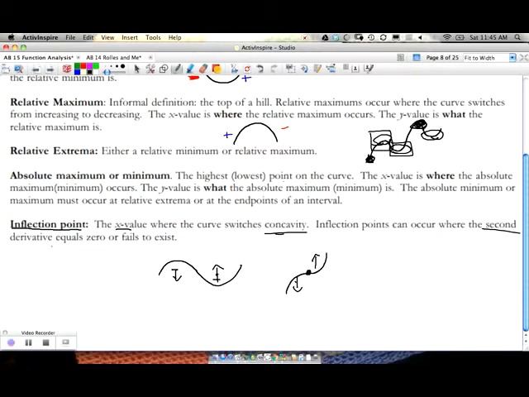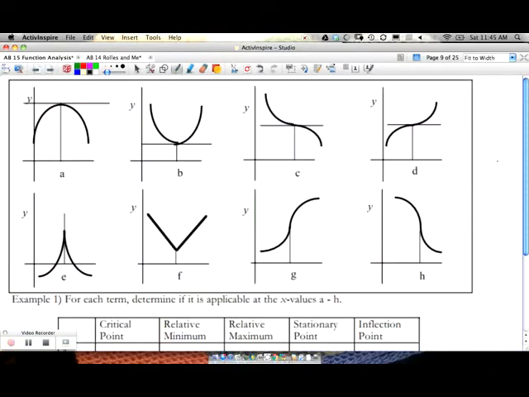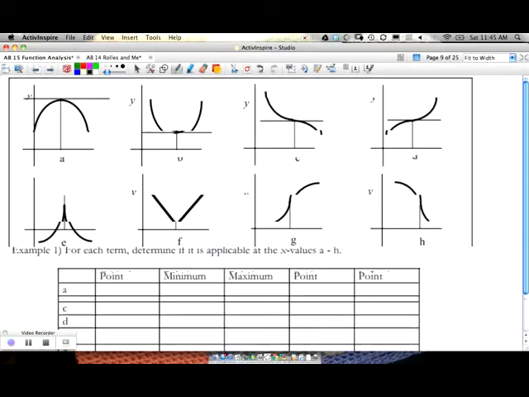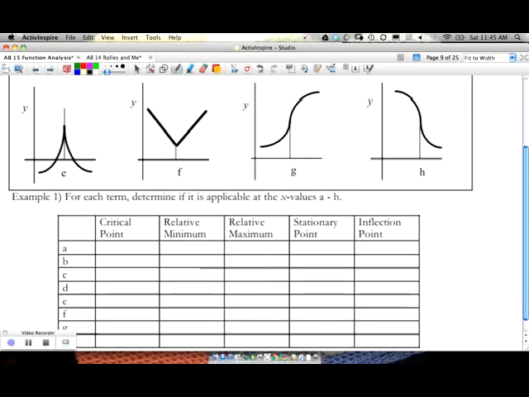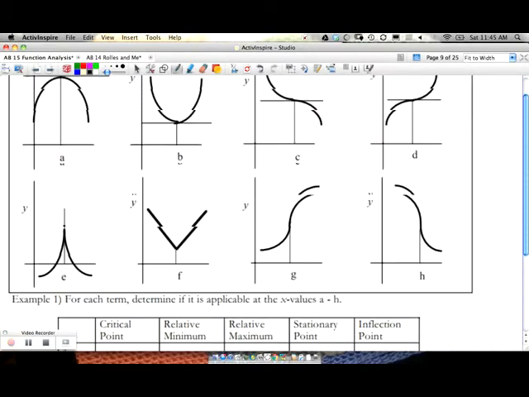And this is where the second derivative equals 0 or fails to exist. So we're looking at when the second derivative equals 0 or where the second derivative does not exist. So let's use this information. First, we're looking at these pieces in the pictures, and we're going to determine whether they're a critical point, relative min, relative max, stationary point, or inflection point.